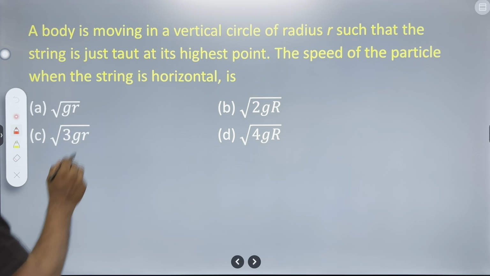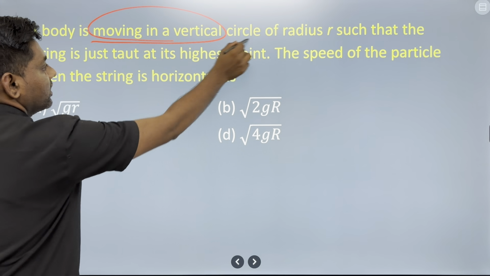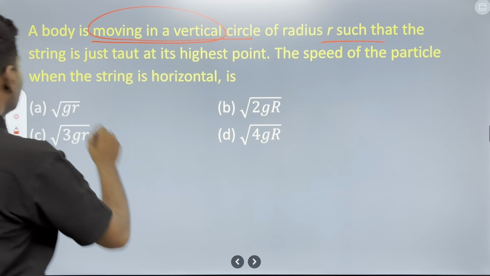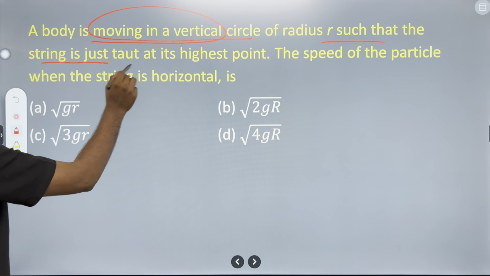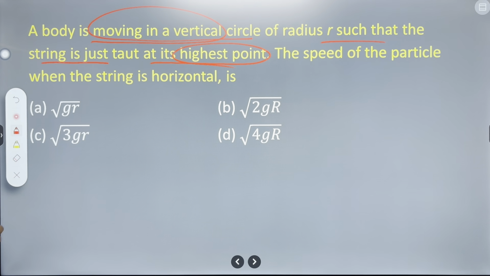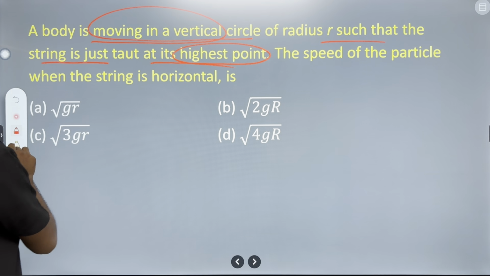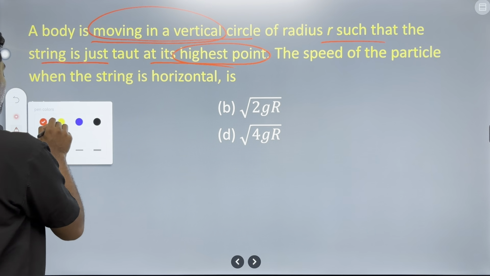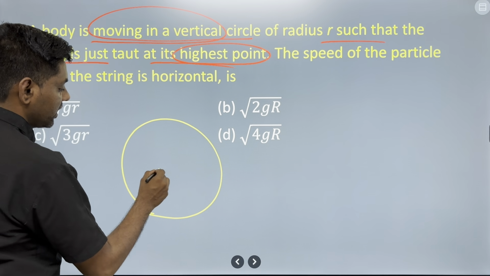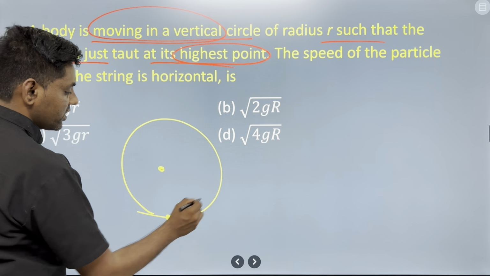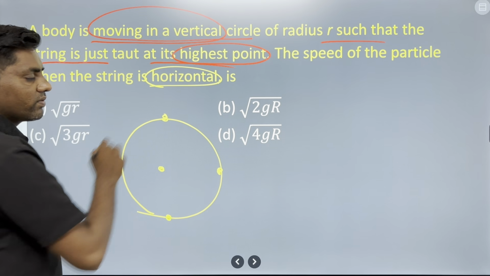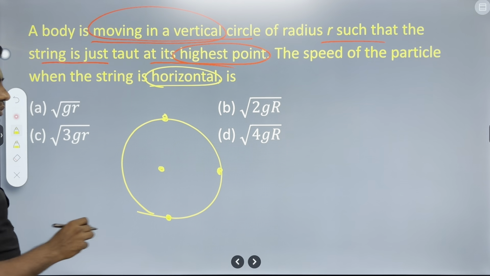Next example: the body is moving on a vertical circle of radius r such that the string is just taut at the highest point. This is a very important question. Find the speed of the particle when the string is horizontal. The question is very easy. The particle is performing vertical circular motion, and for vertical circular motion there are three important positions: one is the lowermost, second is the horizontal, which we have to calculate, and the last one is the uppermost. You have to remember this, it is very simple.